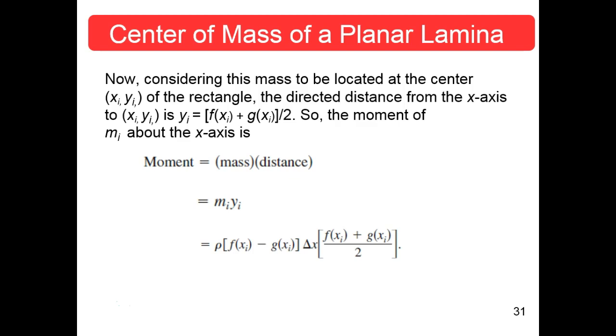Now, if you look at that very carefully, you'll see this times this: that's the difference times the sum of the same two numbers. So this is f of x sub i squared minus g of x sub i squared. So it's rho over 2, times f of x sub i squared minus g of x sub i squared, times the delta x.